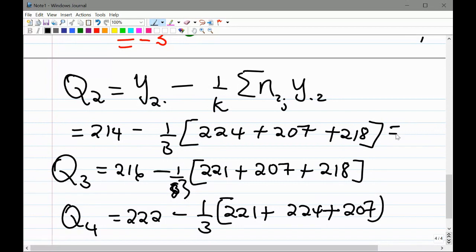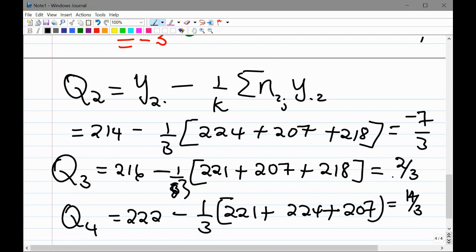So what are the answers, guys? Q2 is negative 7 over 3. Q3 is 2 over 3. Q4 is 14 over 3.